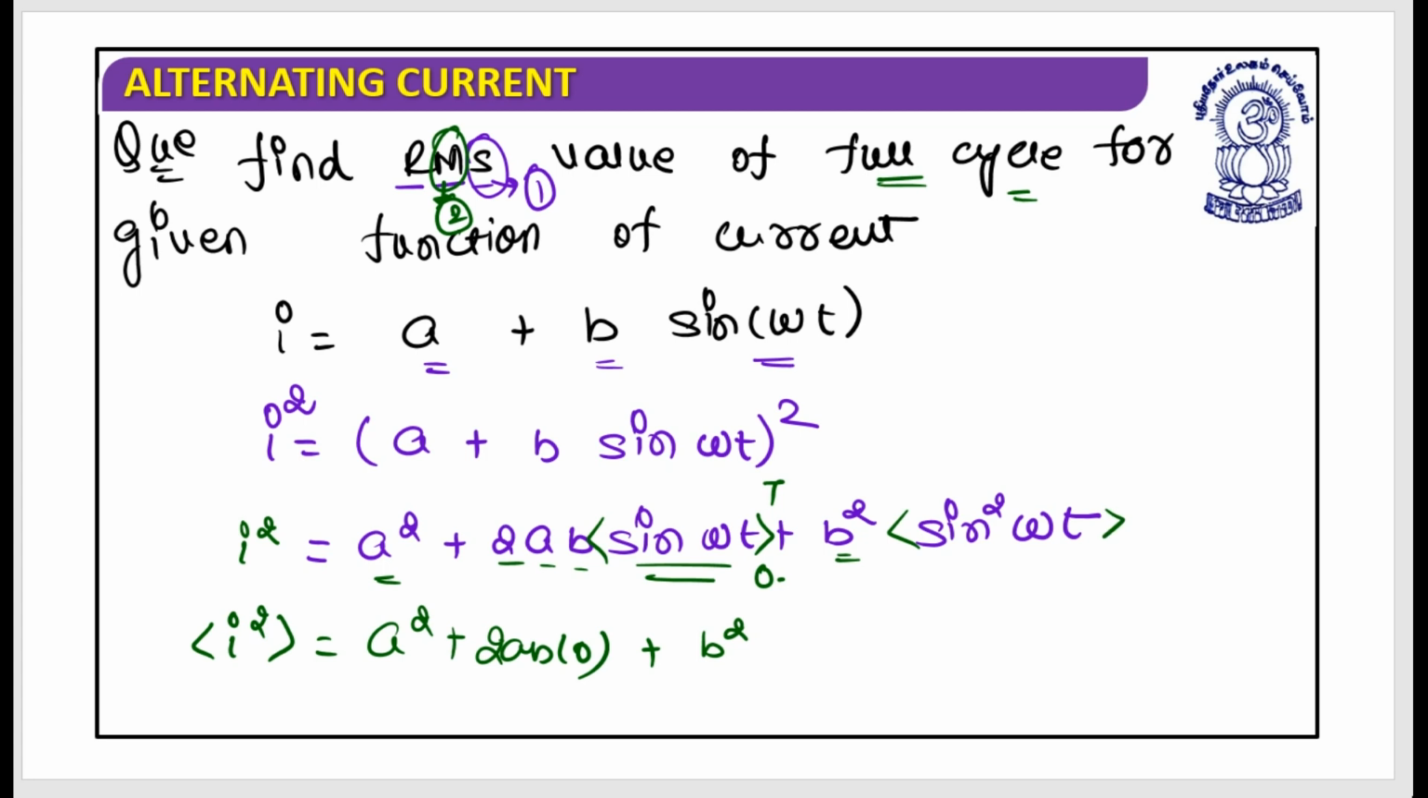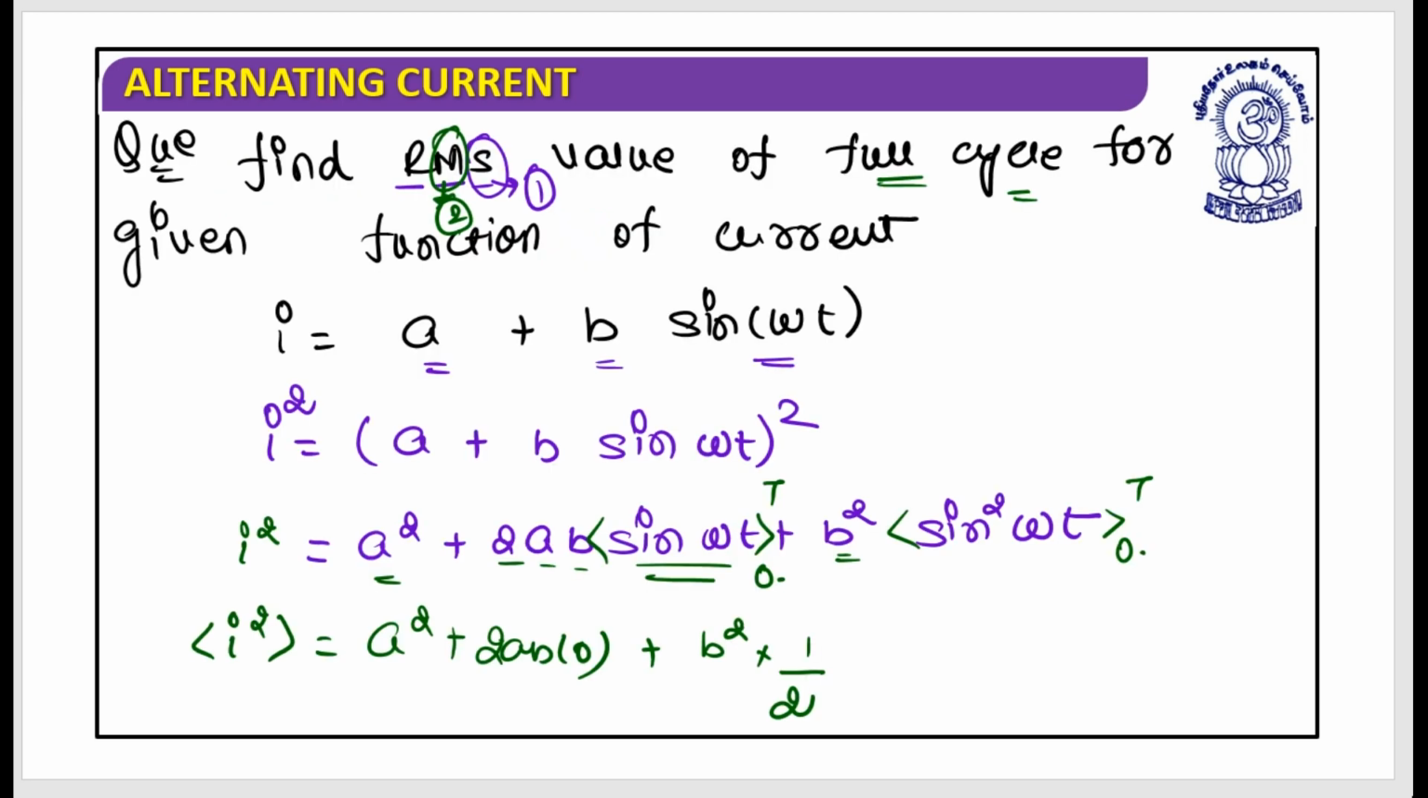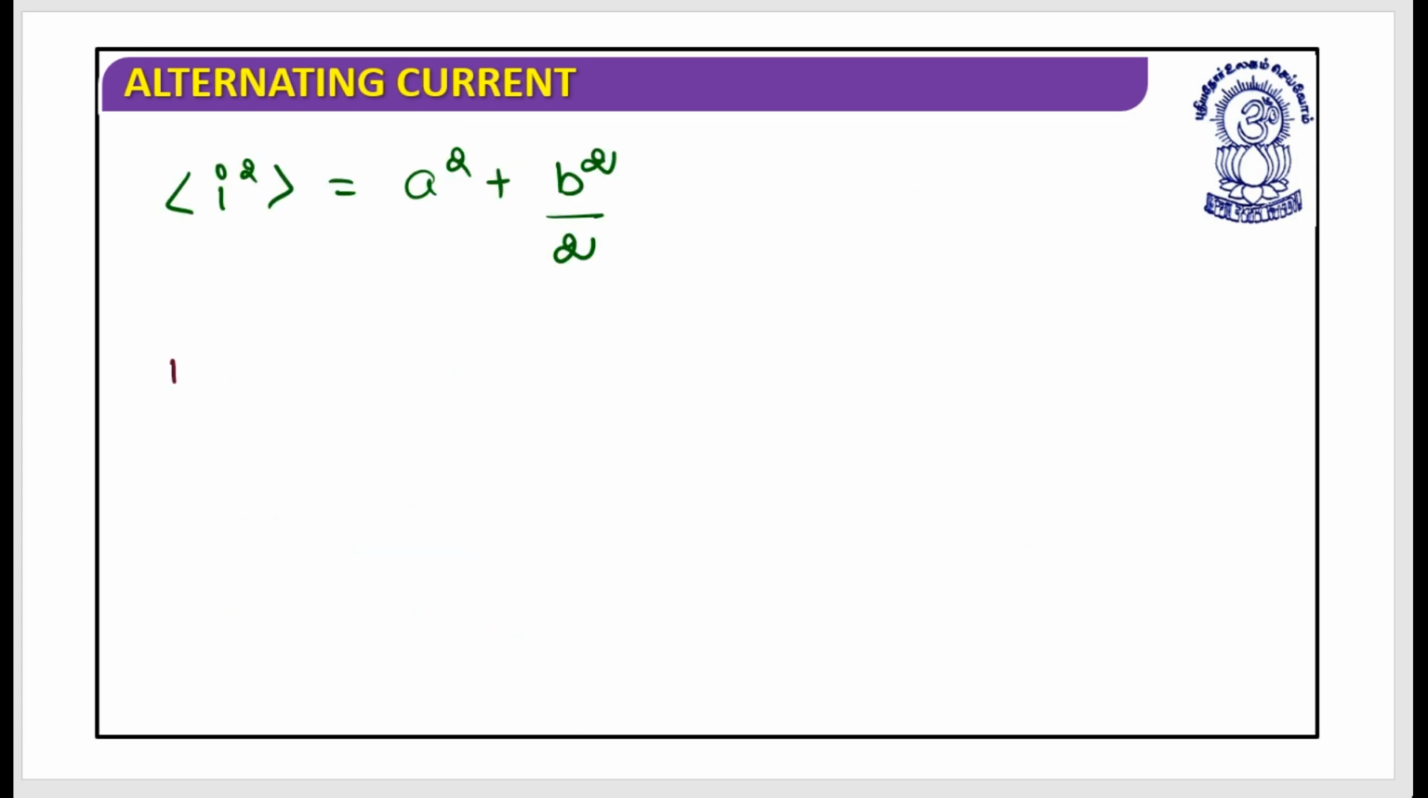b square is a constant, but sine square omega t keeps changing. Over 0 to T, its average will be 1 by 2. So the average value of I square is a square plus b square by 2. Now I have the mean and the square, and I am left with the root. If I take the root, I RMS equals root of a square plus b square divided by 2.